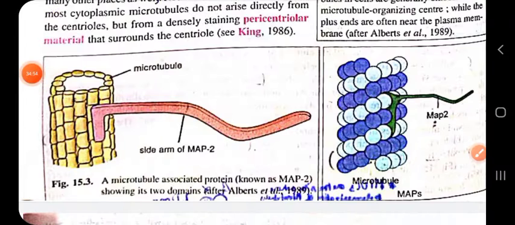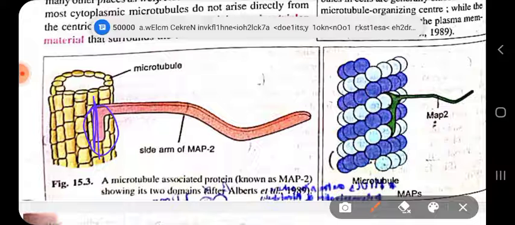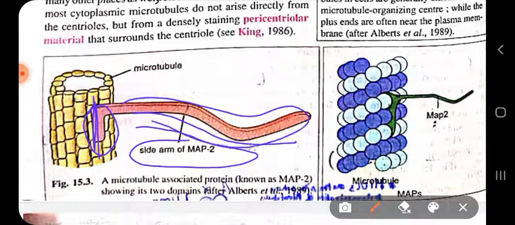So here is the picture to make it simpler to understand the microtubule associated protein. You can see one domain of the microtubule associated protein interacts with the tubulin of the microtubule, while the other domain of the microtubule associated protein can interact with the other proteins, the other cell components. Okay.